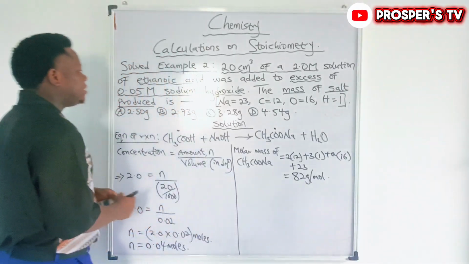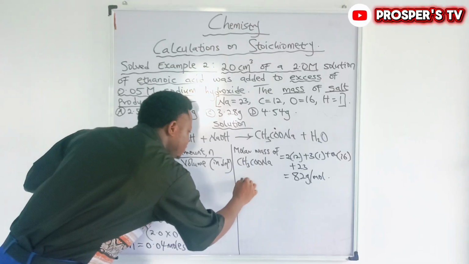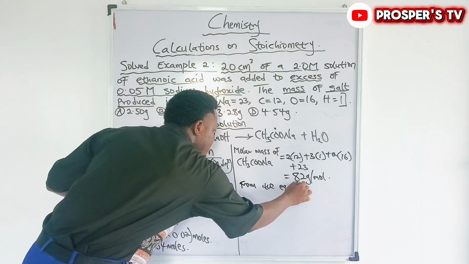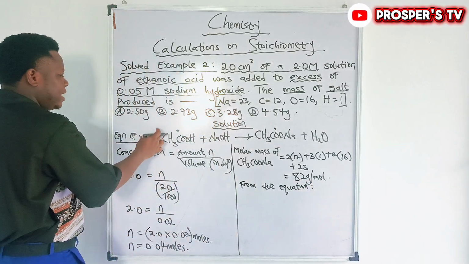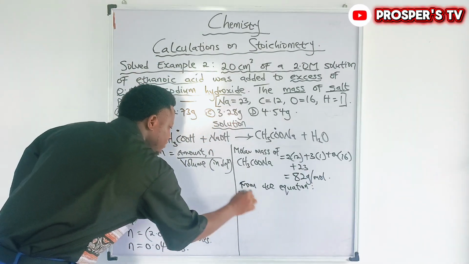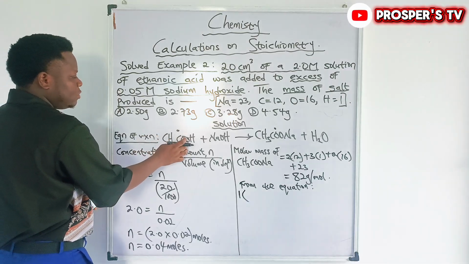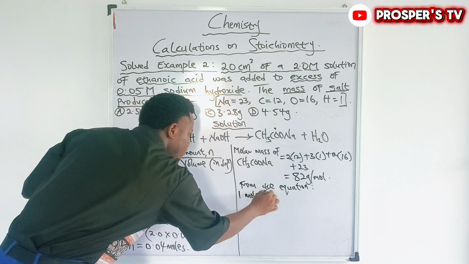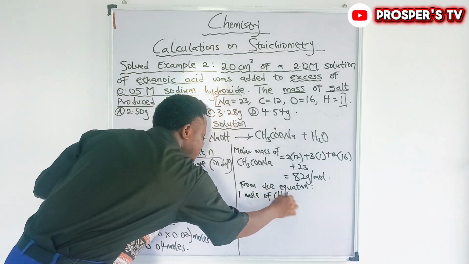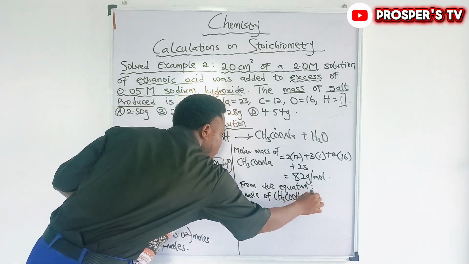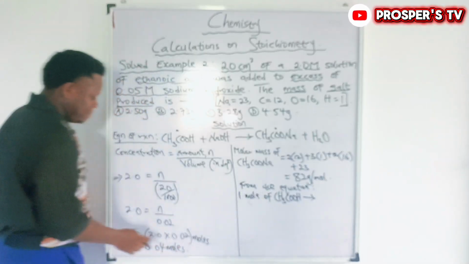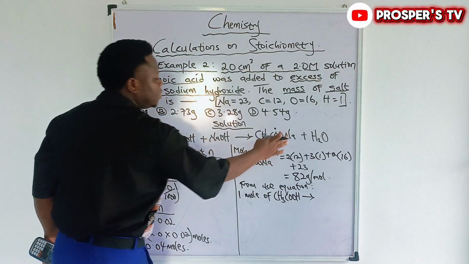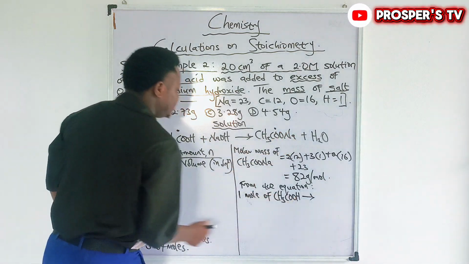So after calculating the molar mass, you can now state your stoichiometry. You say from the equation, yes, so what's the number at the back? 1. That's the mole ratio, 1. So we have 1 mole of CH3COOH produces, why am I using mole? Remember, from my calculation, my amount here was mole. So I'm relating mole to what now? To mass.